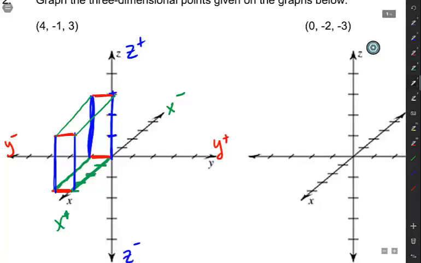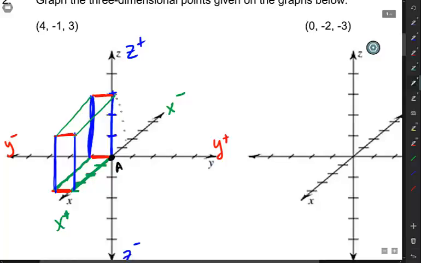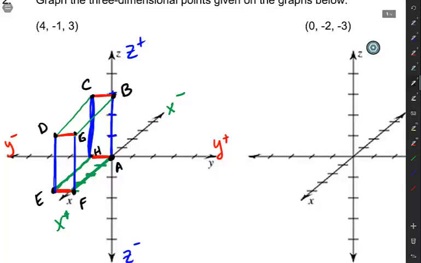So I'm going to label our corners. A, up here I'm going to call B, up here I'm going to call C, up here I'm going to call D, down here E, down here F, right there G, and down here H. Which ones are dotted? Talk to me.